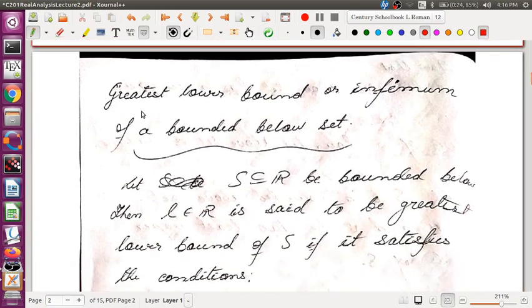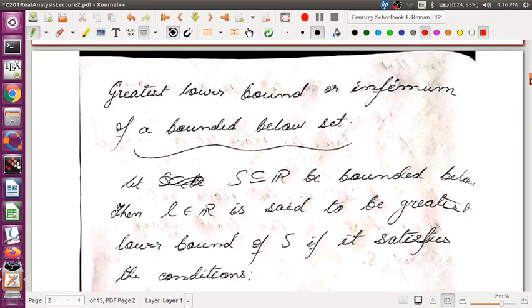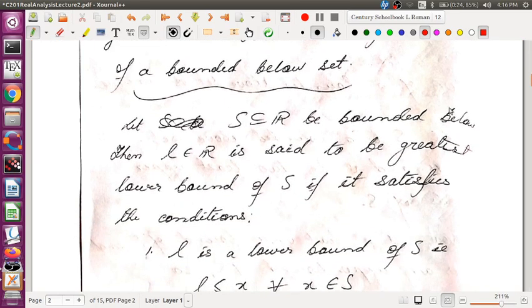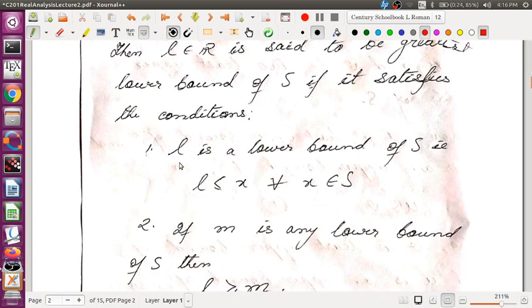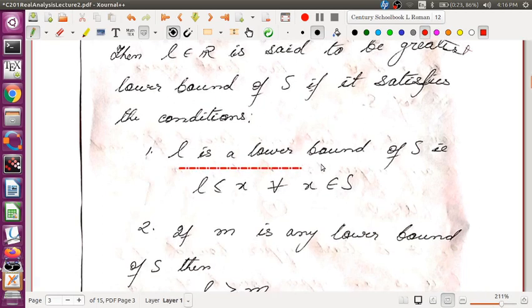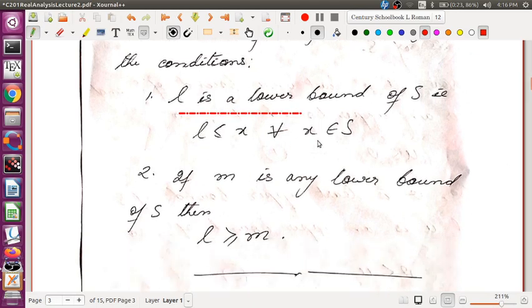So similarly, let us define what is greatest lower bound or infimum of a bounded below set. Let S subset of R be bounded below, then a real number L is said to be greatest lower bound of S if it satisfies the following conditions. First condition is L should be a lower bound of S, that is L should be less than or equal to x for every x inside S. That means every element of S is greater than or equal to L.